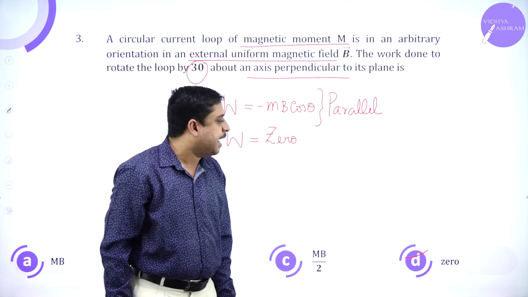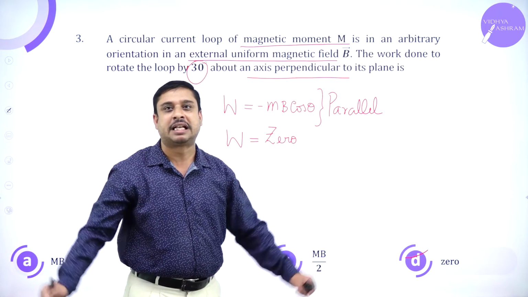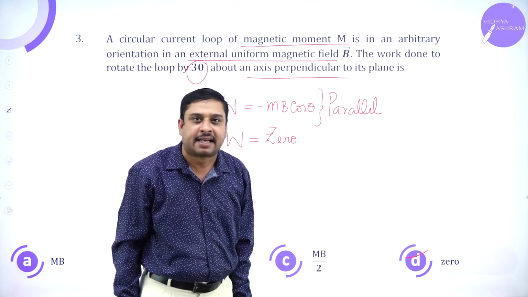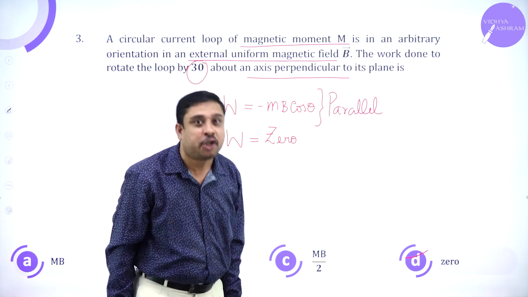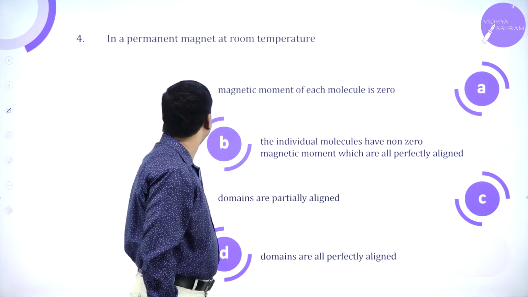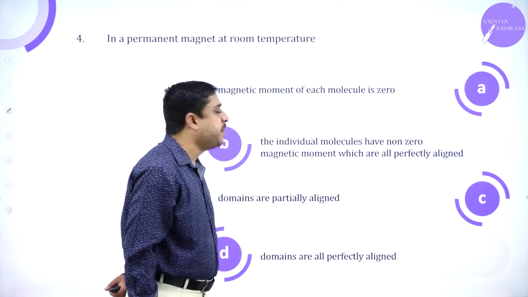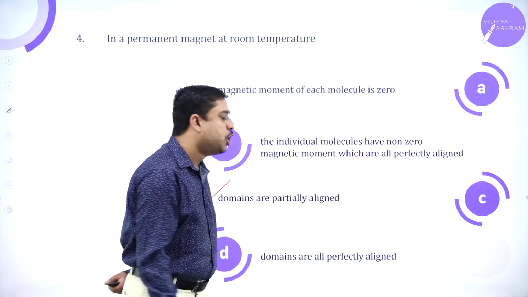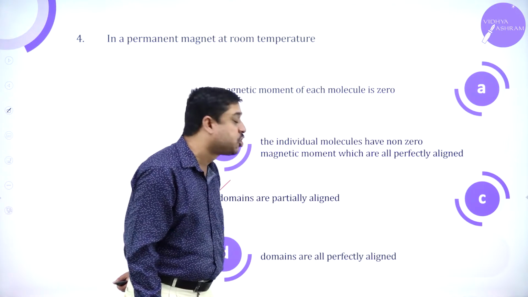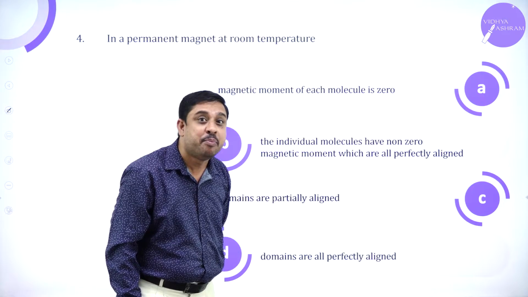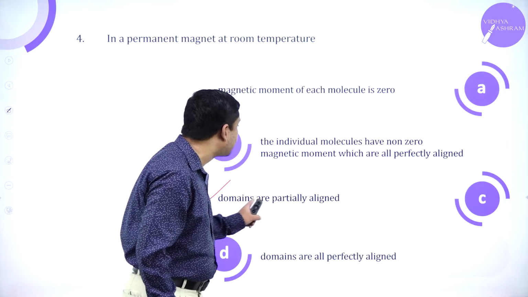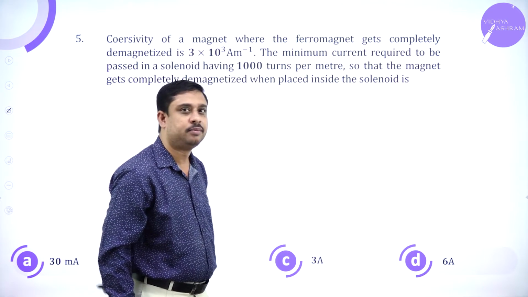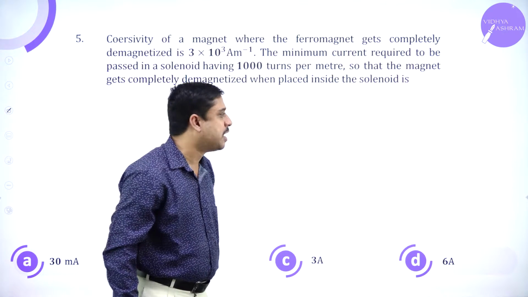Why do I say it is the 4th option? Very clearly, the coil is rotated about an axis perpendicular to the plane. Now, in a permanent magnet at room temperature, very clearly, domains are partially aligned. Room temperature, domains have to be partially aligned. Again, a very important question.